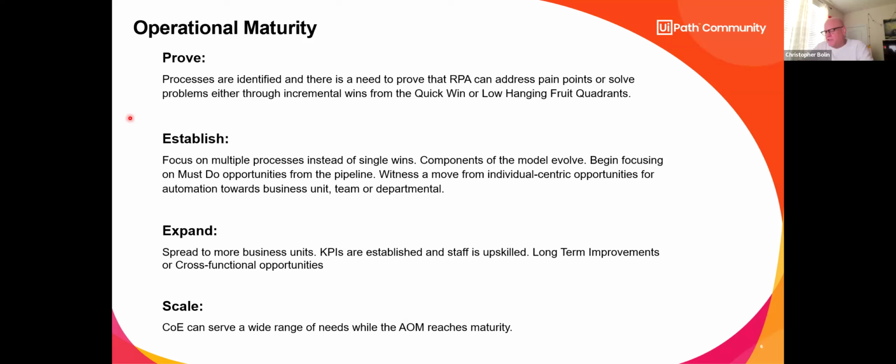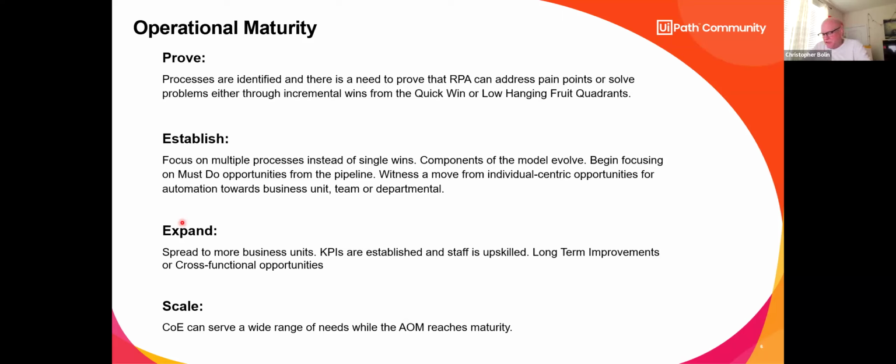And we start focusing on the must-dos. The ones that are more complex have a higher value. We work on the must-dos as we establish it, move out of the quick wins and the low-hanging fruit. The quick wins and low-hanging fruit should be pretty much done before you can actually move into calling your model established.